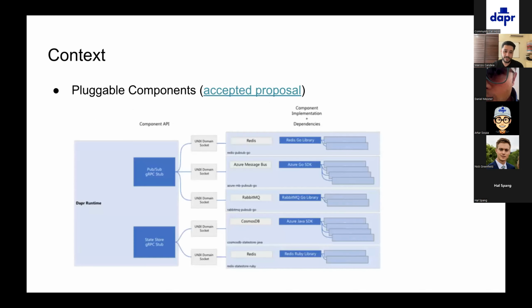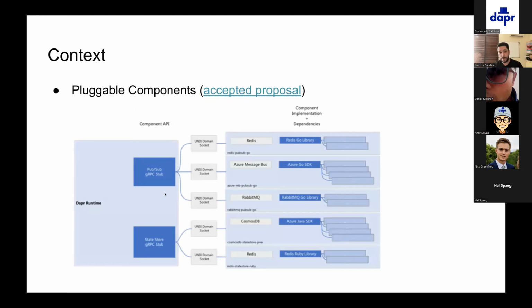So now, here is a brief design on how it works. It works over a Unix socket. The Dapr runtime basically connects to a Unix socket using a gRPC stub, which is a component implementation itself from the Dapr point of view.